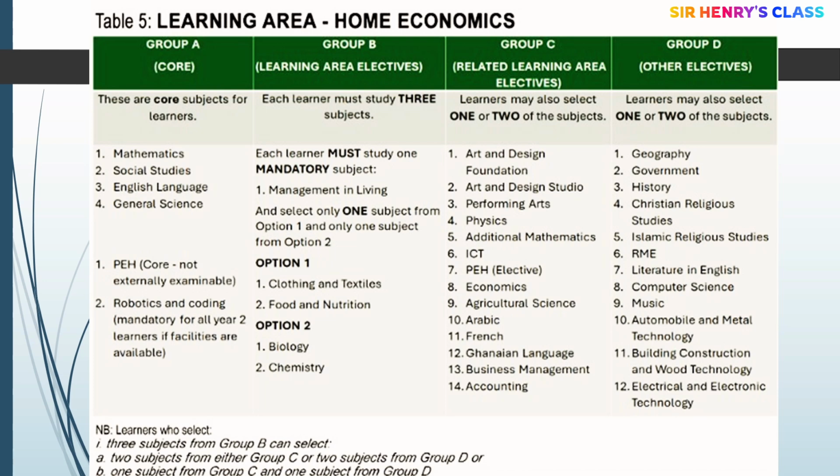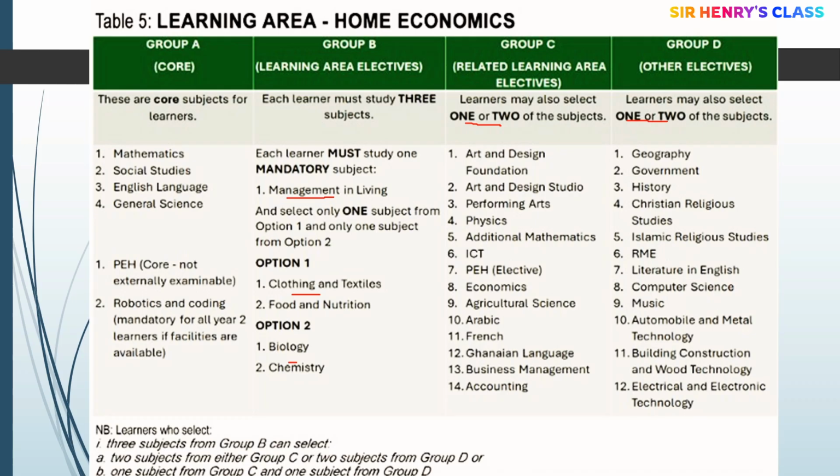Now for the electives, each learner must study 3 subjects. There is a mandatory subject where every home econ student cannot skip. You cannot skip management in living, compulsory. And you may also select one from option 1 and then one from option 2. So from option 1, you can pick one, maybe clothing and textile as against biology. When it comes to group C, you may select either 1 or 2. And when it comes to group D, same, 1 or 2.